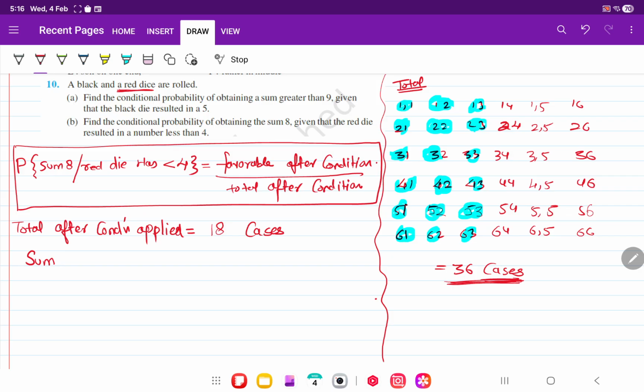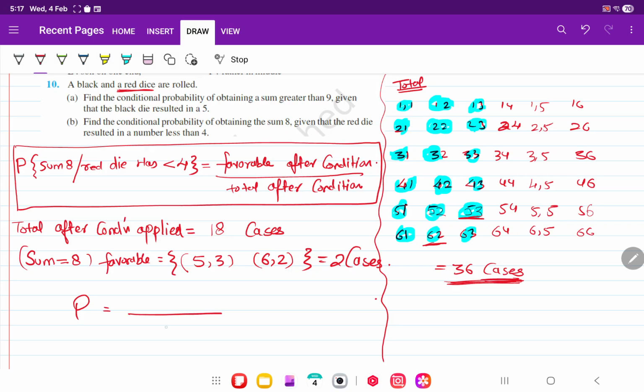Correct? Out of that we need the sum equal to 8. So how many are favorable where the sum is 8? I think the first case will be 5, 3, and one case will be 6, 2. That's it. Only 2 cases are favorable. Correct? So what will be the probability? Total cases are 18 after condition, and only 2 are favorable. So 1 by 9. This is the answer.